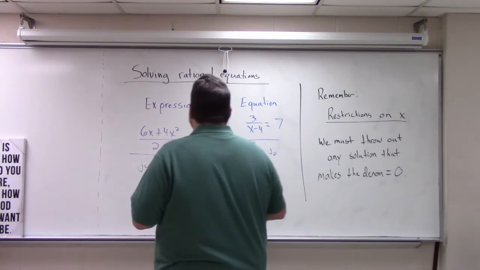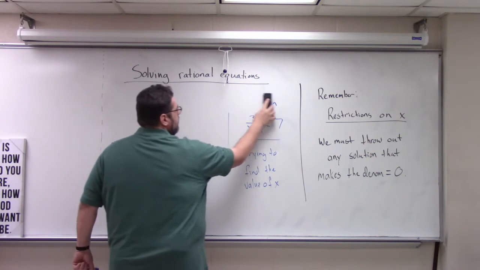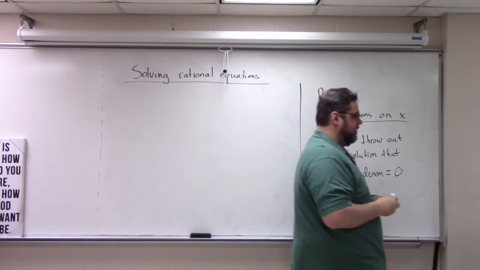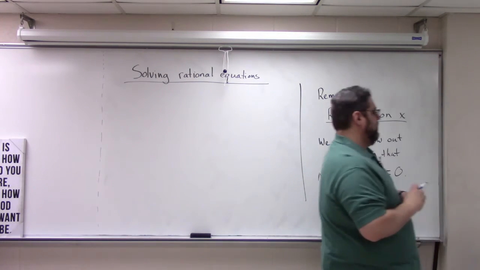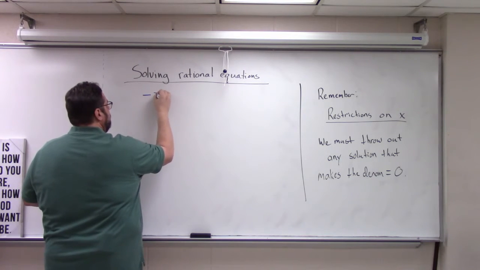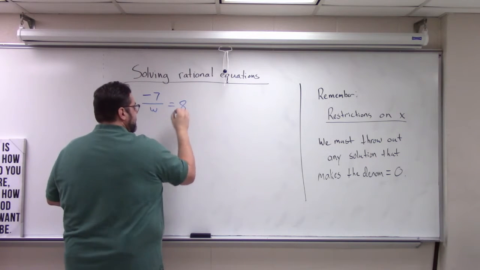All right, so let's kind of look at what this would look like. Let's start with one that's really simple. Negative 7 over w is equal to 8.